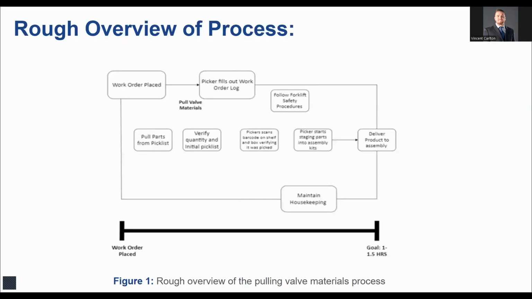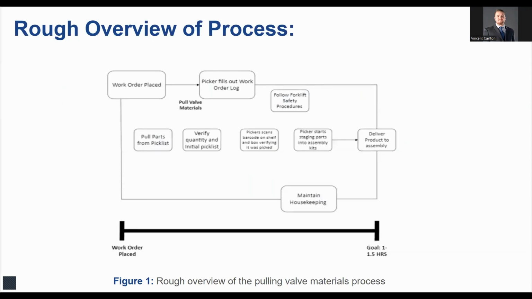To start off, as shown in figure one, the diagram listed here is just a rough overview of the overall process. We sketched it out with the value stream being the pulling of valve materials for production. Then we established the trigger: a picker will fill out the work order log. And then the overall process includes pulling, verifying, and staging within the picking process.